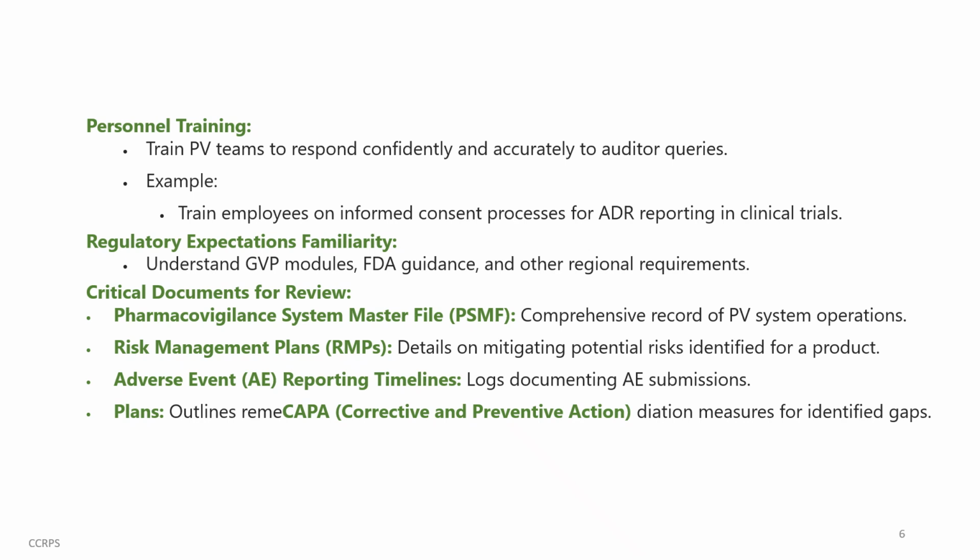Some critical documents for review would be the PSMF, or the Pharmacovigilance System Master File, which is the comprehensive record of PV system operations. Another would be the RMP, which is the Risk Management Plan, which details mitigation strategies for potential risks identified for a product. The AE reporting timelines, wherein the logs are documented with regards to the submission timelines for AE reports. CAPAs, corrective and preventive actions, are outlined and are dictated as measures to identify gaps.